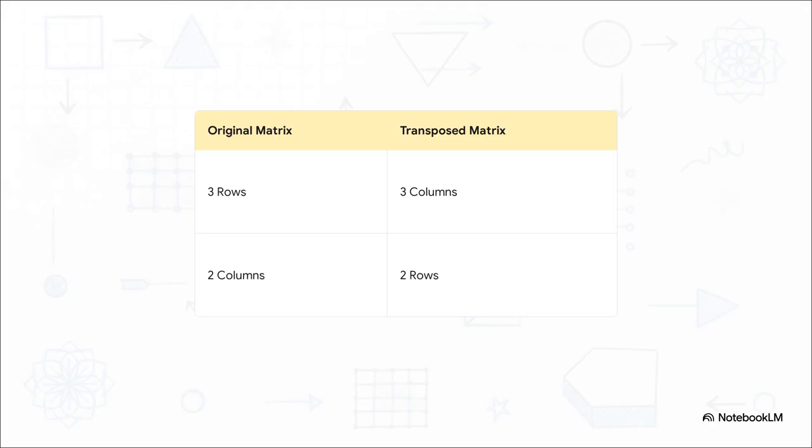And you can clearly see the mechanics of that flip in action. Just picture a tall 3-row by 2-column matrix instantly transforming into a wide 2-row by 3-column matrix. An element sitting way down in the 3rd row 1st column perfectly swaps over to sit in the 1st row 3rd column.